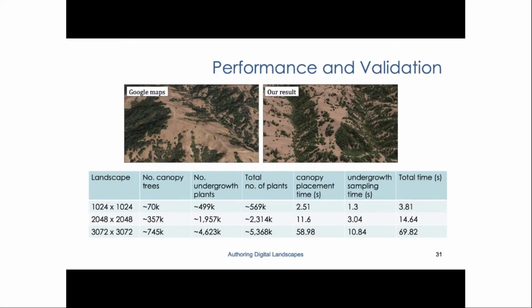In terms of performance, we can achieve a reasonable performance on really large landscapes for many, many trees. So we could have a 3 kilometer by 3 kilometer landscape with almost 5.5 million trees, and the total time for canopy placement and undergrowth synthesis is around 1 minute. Now, this isn't entirely interactive, but it is very acceptable performance given the large scales involved.